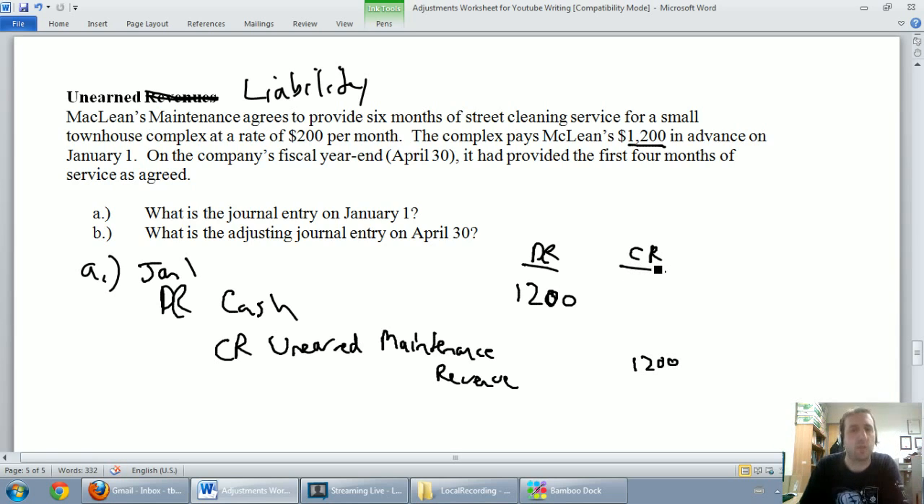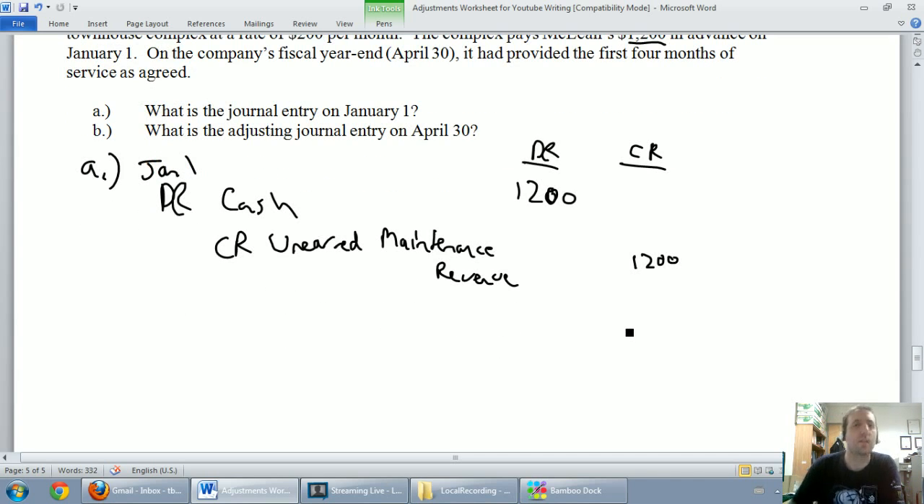So debit cash, because we got $1,200 of cash coming in the door. Credit unearned maintenance revenue. We want to earn maintenance revenue. We're going to as time goes by, but we haven't earned any yet. We owe these guys $1,200 worth of maintenance. So this journal entry was a transaction. We transacted some business. They gave us some money. We recorded a journal entry. The B part of this is our adjusting journal entry. So let's move on to B.